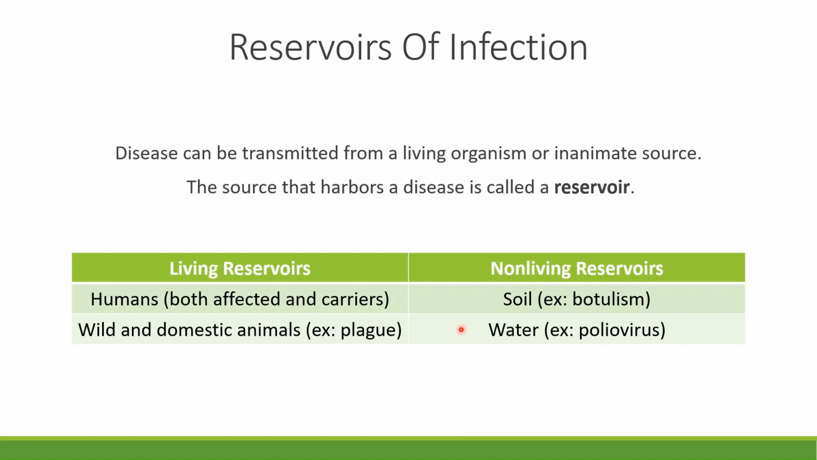And we can also look at the reservoirs of infection. So where these diseases can be transmitted from, a living organism or an inanimate source, we call those sources reservoirs. They can be living or non-living. Living, so it could be humans that are both affected and carriers, or maybe it comes from wild and domestic animals, for example, the plague. And non-living reservoirs could be the soil, so you can get botulism from the soil, or polio from a water sample.